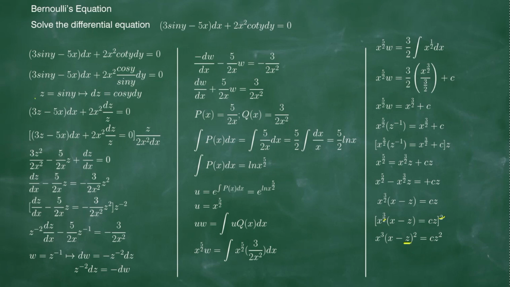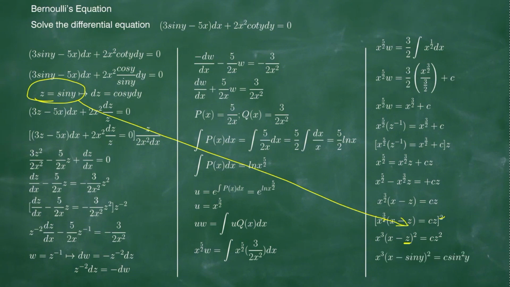And then, but z is equal to this. So substituting that back here, we now have our final answer, x cubed times x minus sine y, quantity squared, equals c times sine squared y.